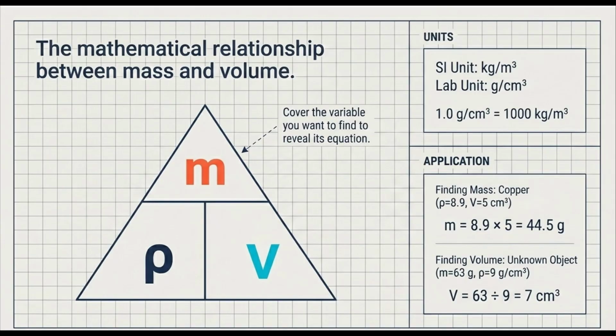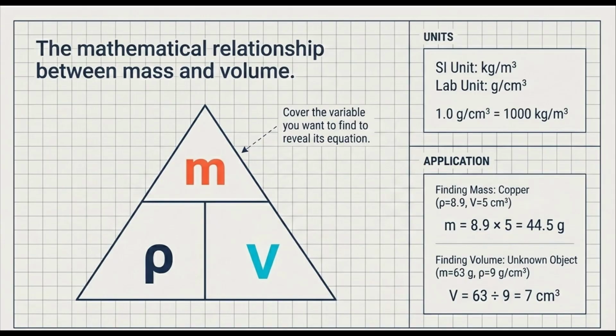If we cover density, mass equals density multiplied by volume, right? And if we cover mass, density equals mass divided by volume. And if we cover volume, volume equals mass divided by density. The SI unit of density is kilogram per cubic meter, written as kilogram per meter cubed. In laboratories, gram per cubic centimeter is also commonly used.